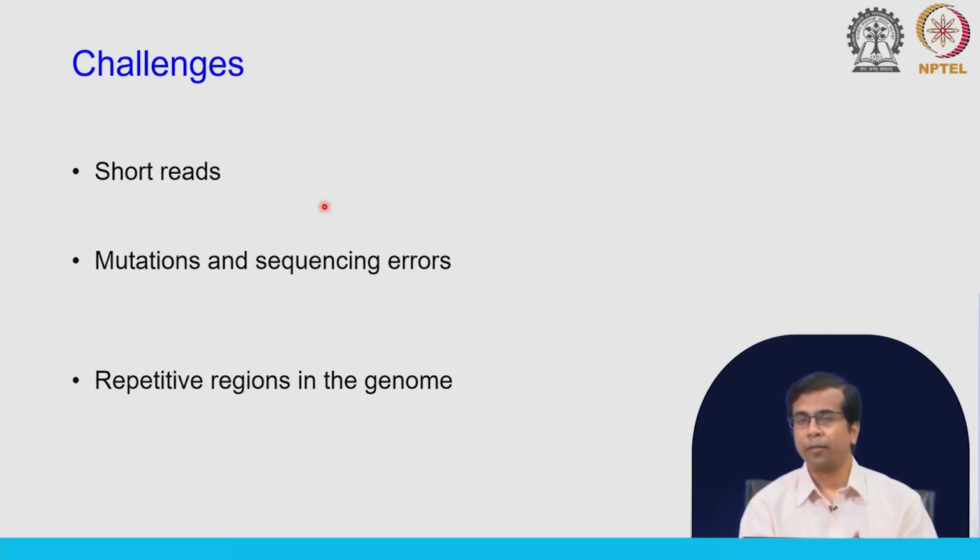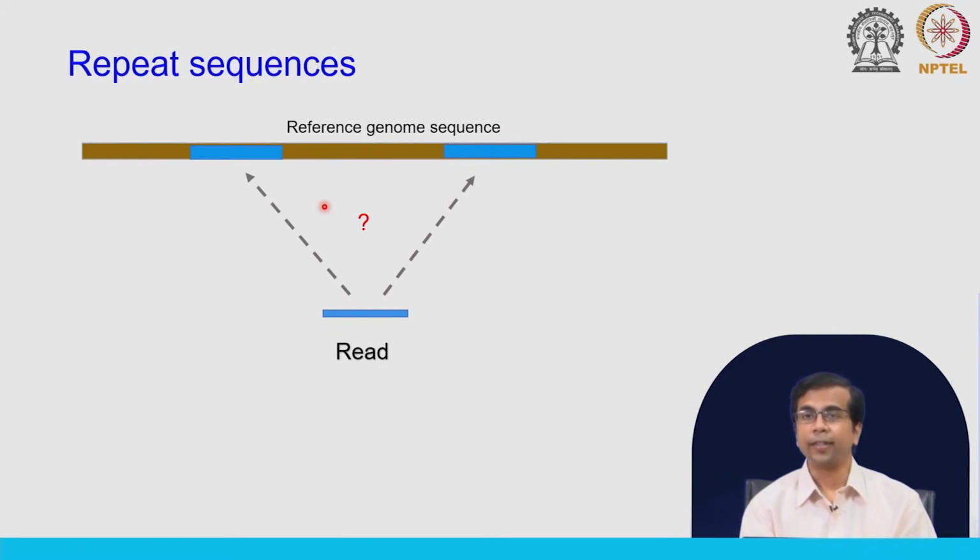Then you have one more challenge, which is the repetitive regions in the genome. The human genome or other mammalian genomes contain a lot of repeat sequences, one sequence repeated multiple times across the genome. Any read that comes from these regions will have multiple matches in the reference sequence. If you put this in a schematic figure, here is the read, and it comes from a repetitive region that is present in two positions of the reference chromosome. When you are doing this mapping, how do you decide, or can you even decide, whether this read comes from this location or this location? This creates ambiguity.